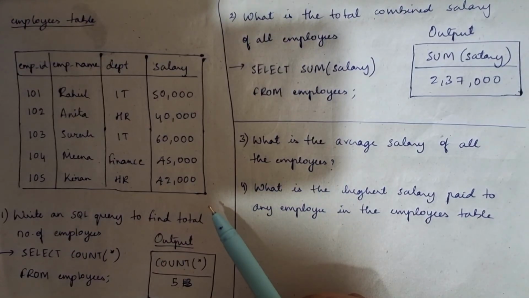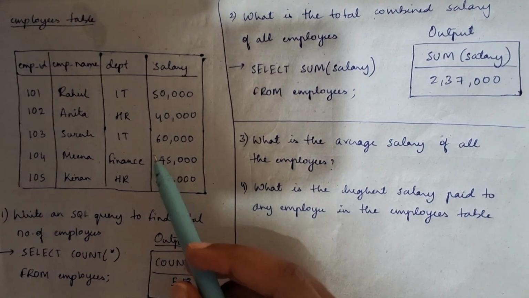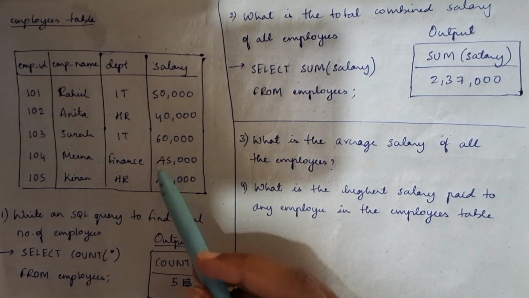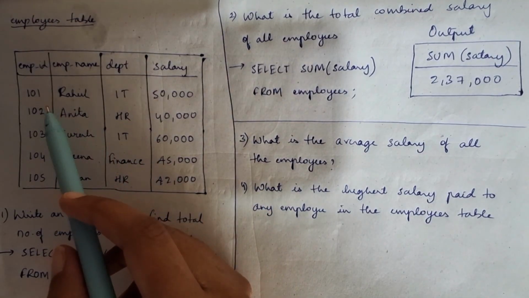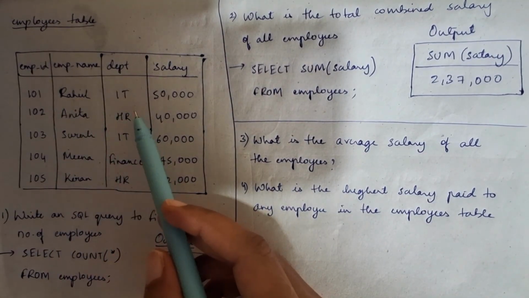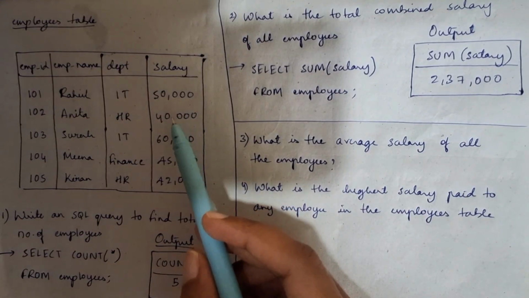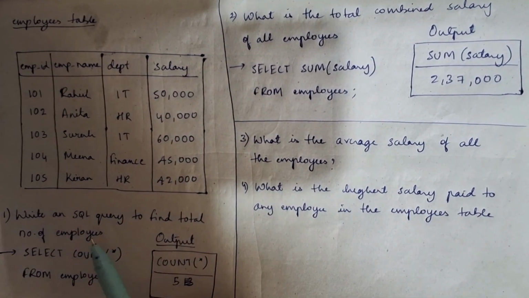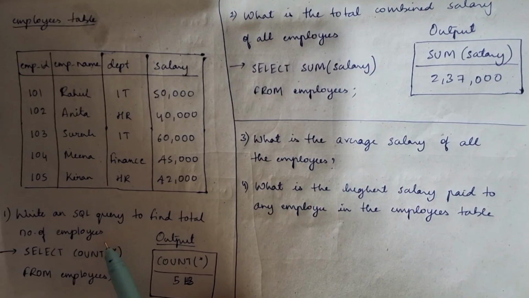Now we will see some queries on MRF using the employee table. So guys, this is an employee table which has 5 rows and 4 columns. That is employee ID, employee name, department and salary. Our first query is: write an SQL query to find the total number of employees. By reading this query, we understood that we have to write a query to find the total number of records in the given employees table.